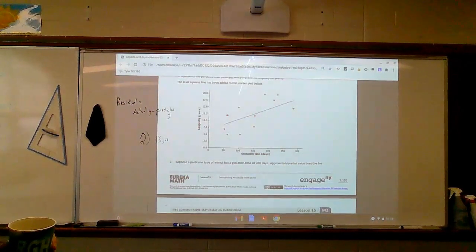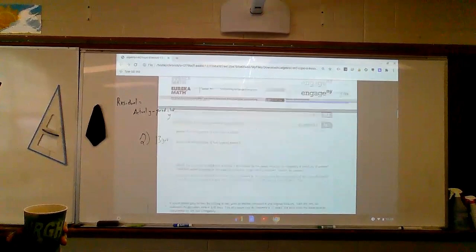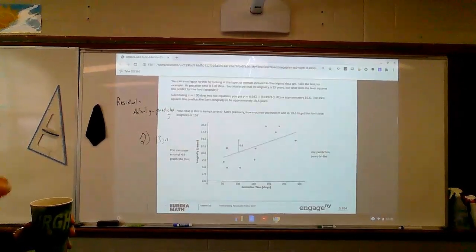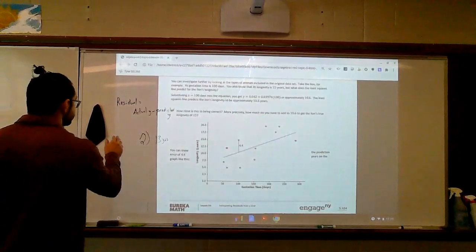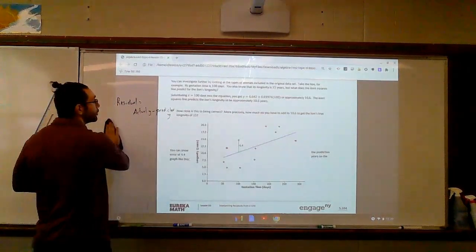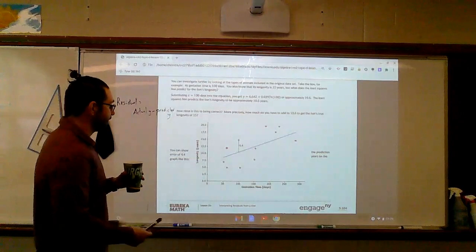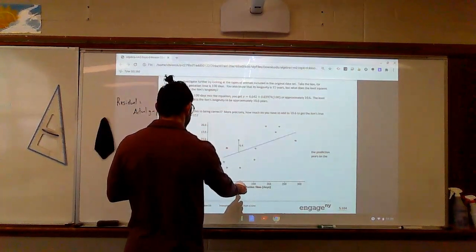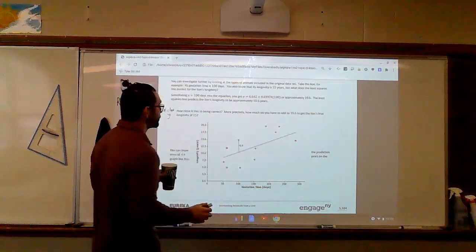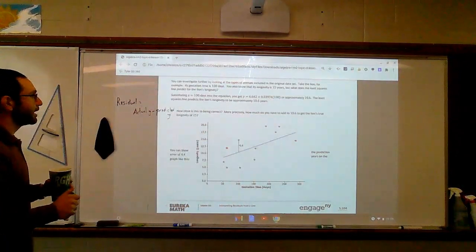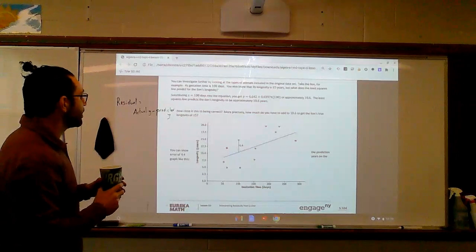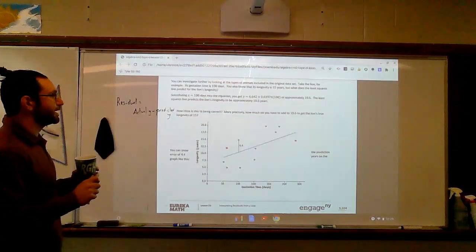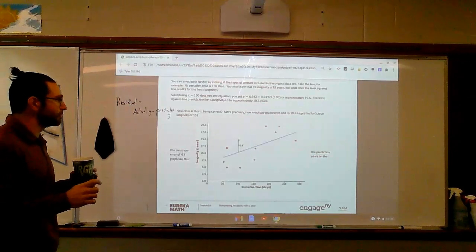But this is what scientists do. They use lines of best fit. So you can investigate this further by looking at types of animals included in the original data. Okay, so we know the lion. Its gestation time is 100, and we know that it lives for about 15 years, which is right here. The least squares line gives 10 and 6/10. So how close is it to being correct? More precisely, how much do you have to add to 10.6 to get the lion's true longevity?